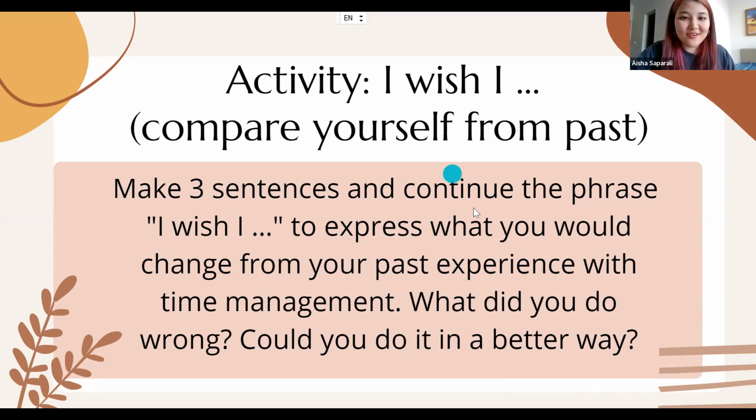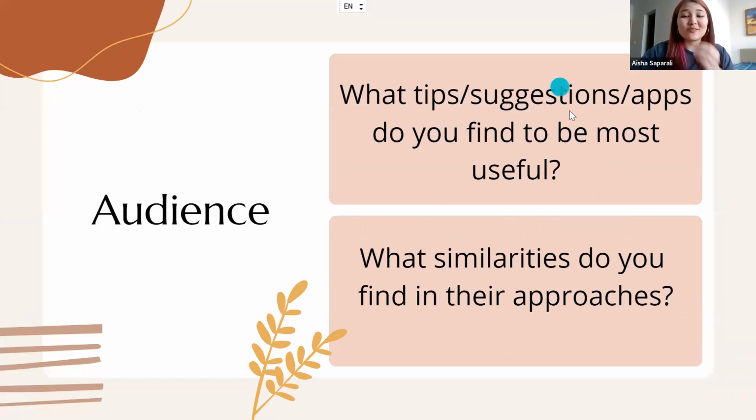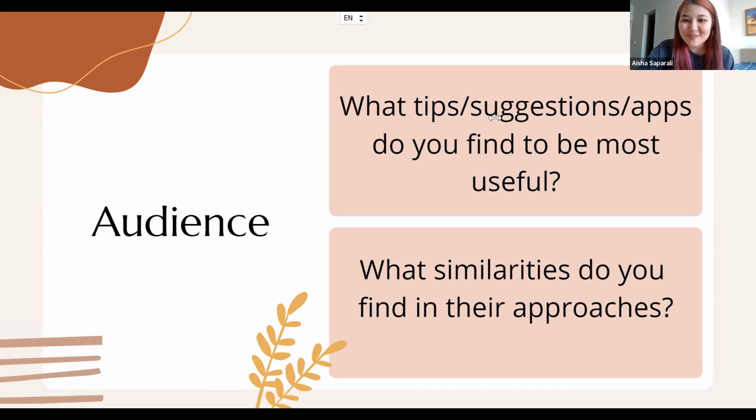So for now, we finish with the activities for the guests, and we have the last activity for the audience. Anyone can write or even say what tips you found the most useful, what apps, or what kind of similarities you see in their approaches to managing time. You can speak or write. So, audience, yes, I will be tracking who raises hands or who writes in the chat.